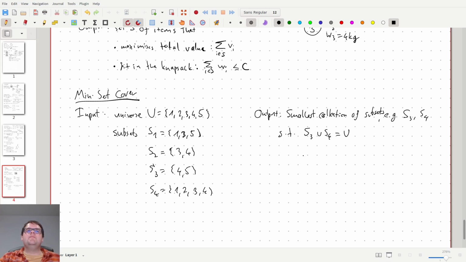Then, for example, if you pick S1 and S2, that's not a valid output of minimum set cover because they don't cover the whole universe. And S1, S2, S3 is also not a valid output because even though they cover the whole universe, there's a smaller one, right, with just 2 sets instead. Great. That's the final computational problem we're looking at today. Hopefully that gives you an overview of the different computational problems you might face. Thank you very much for listening.